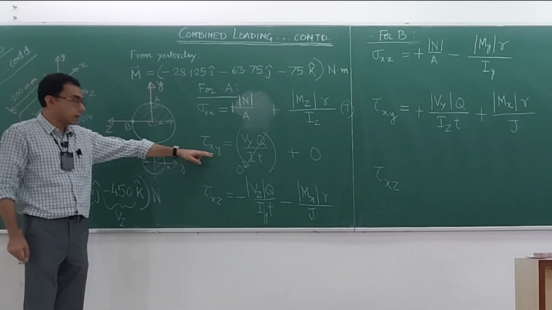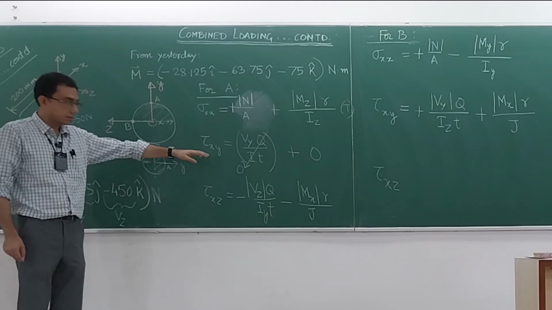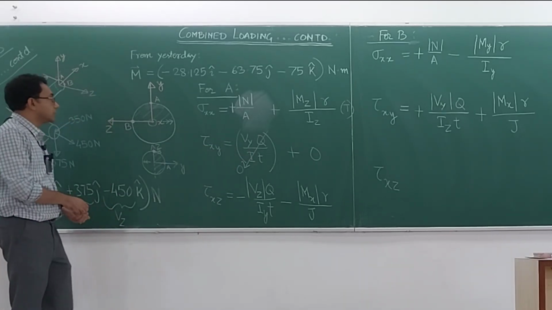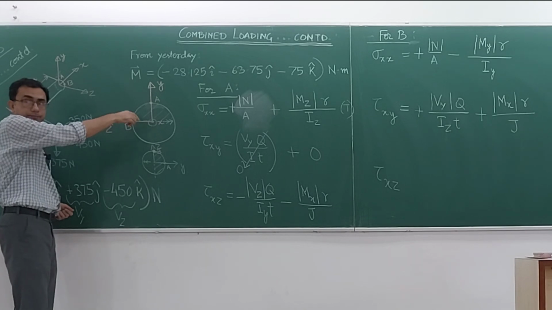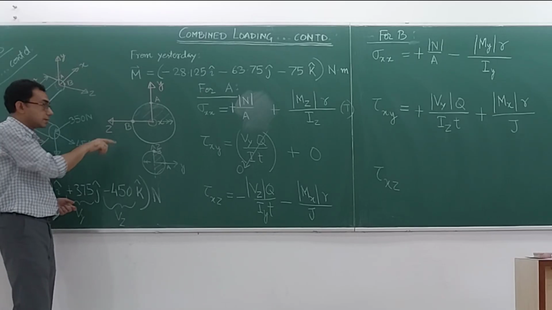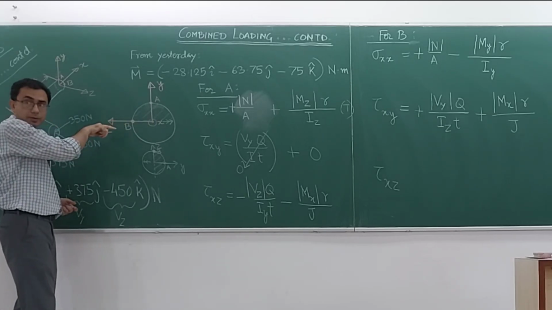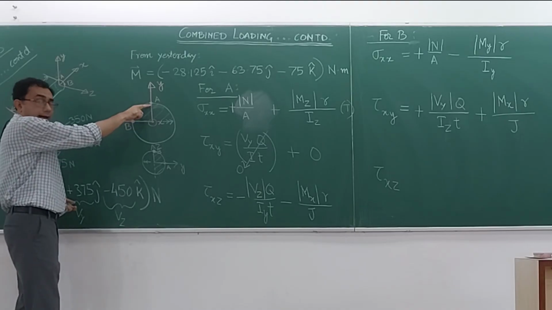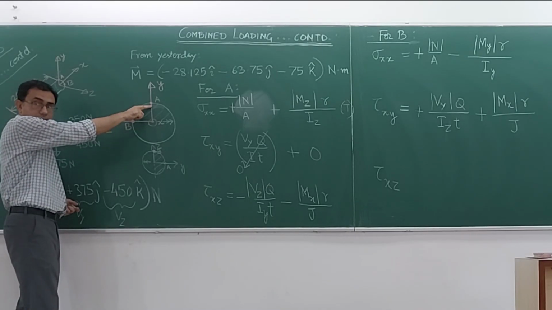So when we are looking at tau xy for the point A, you see now why this is the thing. Here the Vy is like this. This transverse shear is occurring about which axis? It is about this axis. And our location is what? At the top of the cross section, right?